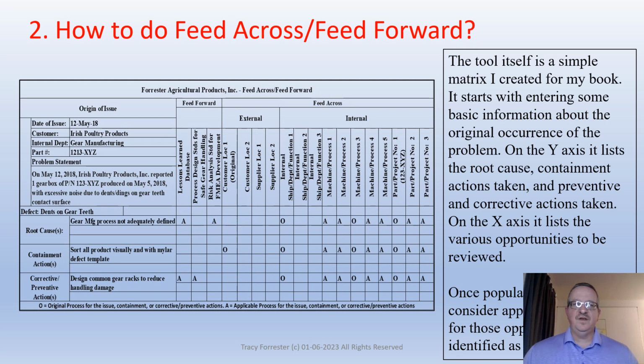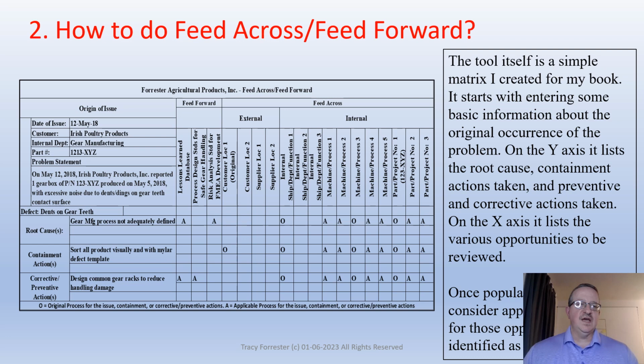How to do feed across, feed forward. Well, the tool itself is a pretty simple matrix. It starts with entering some basic information about the original occurrence of the problem. And if you look on the y-axis, it lists the root cause, containment actions taken, and preventive and corrective actions taken. And on the x-axis, it lists the various opportunities to be reviewed.